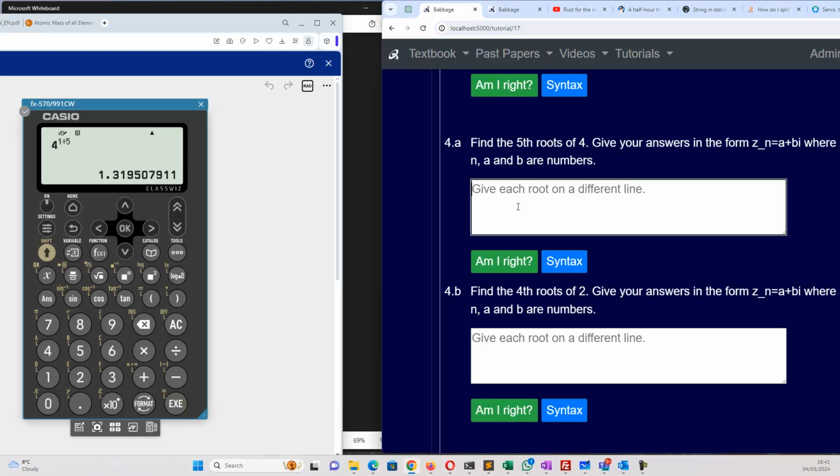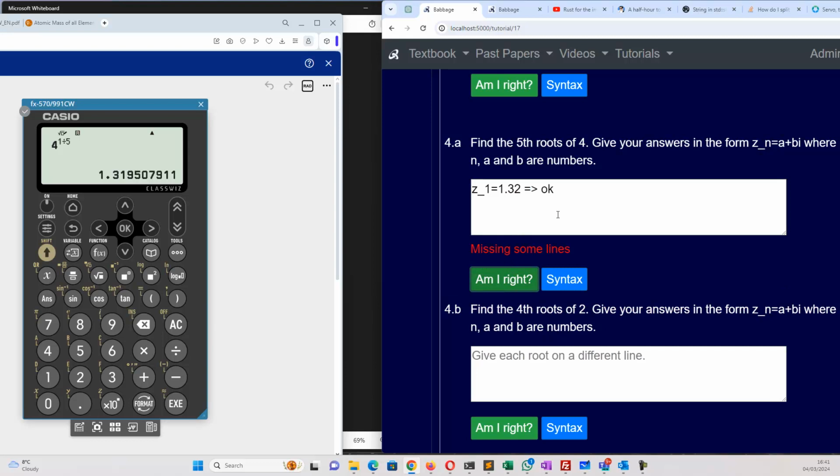So let's try that. So we've got Z1, our first root, Z1 is equal to 1.32. And are we right? Yep, so far so good. We're going to use this number for every root, so let's store it in memory. So we go variable, we'll stick it in A, so we'll say OK, store it. Okay, so that's now in memory location A.